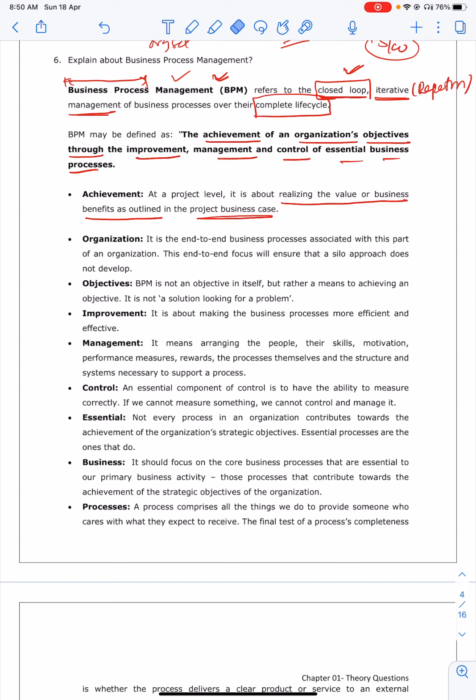Next is organization. In process management we will not have a silo approach.